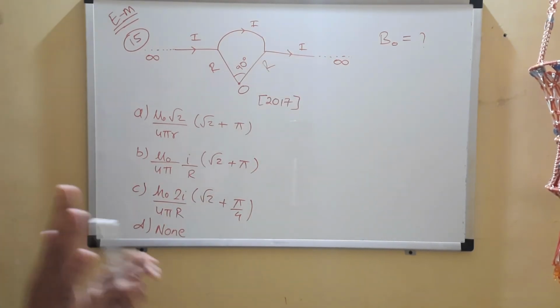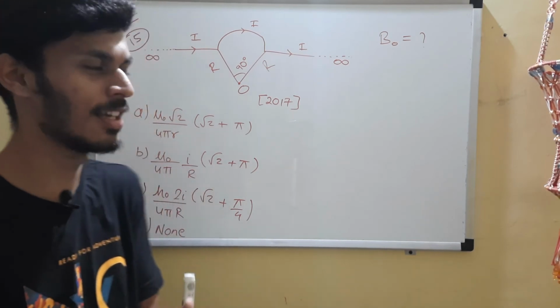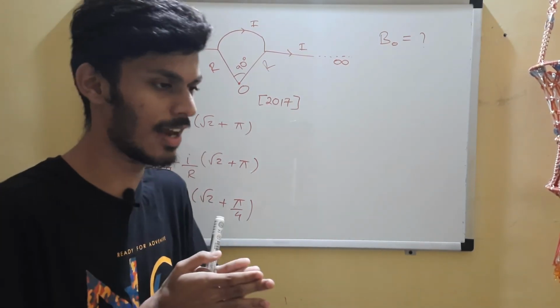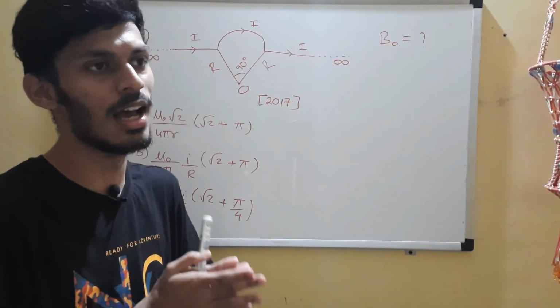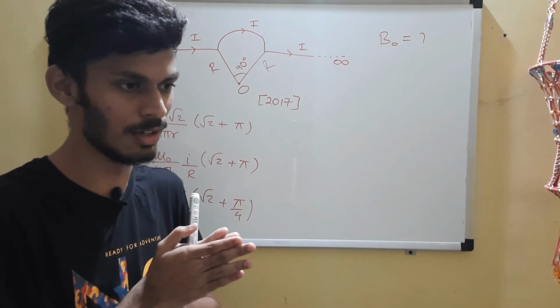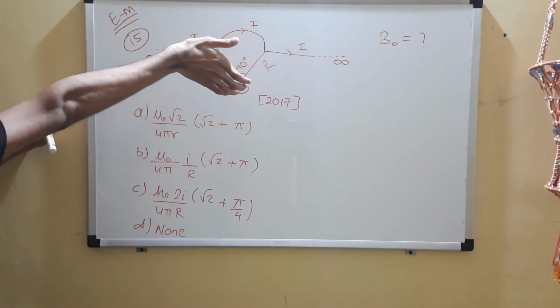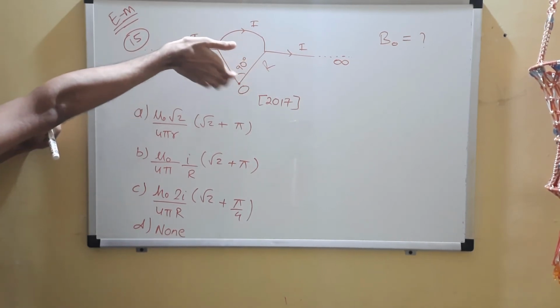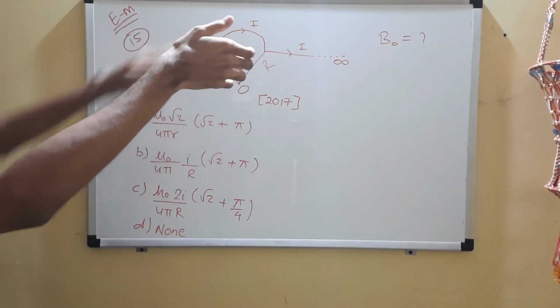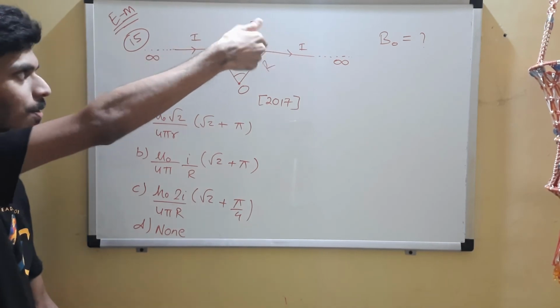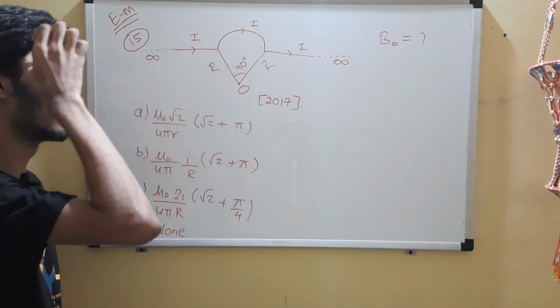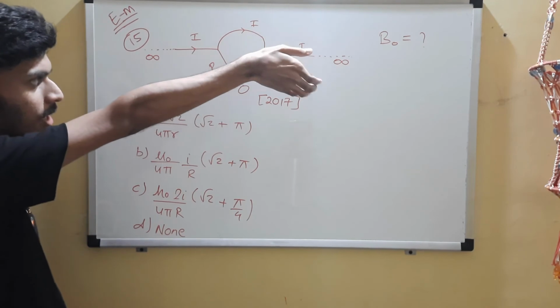So first of all, look out for the direction. In this type of question, look out for the direction. See if the magnetic fields are in the same direction due to all the elements. So first element, semi-infinite wire, field at point O, inwards. Using the right hand thumb rule, it's inwards. Due to the arc also, it's inwards. And due to the other semi-infinite wire, it is also inwards.